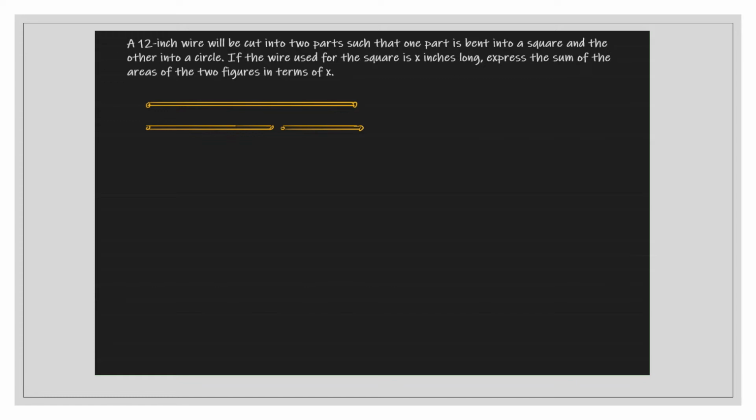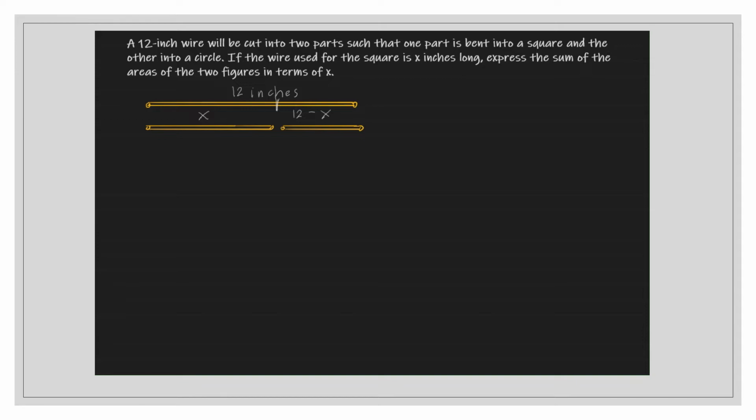So we have a wire which is 12 inches long. Now, it will be cut into two parts. So let's put a mark where the wire will be cut. So suppose this is the portion where it will be cut. One part will be x units long. So to get the length of the remaining part, we will subtract x from the original length of the wire. So we get 12 minus x.